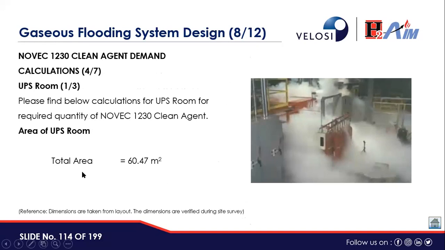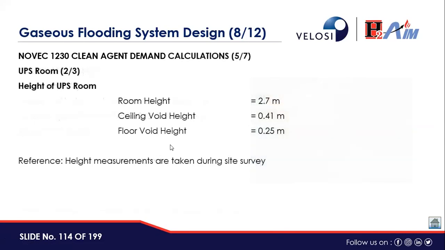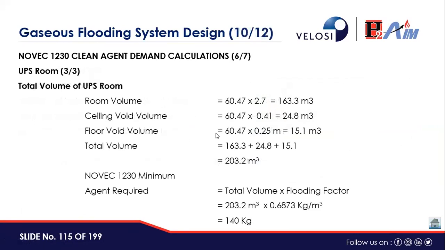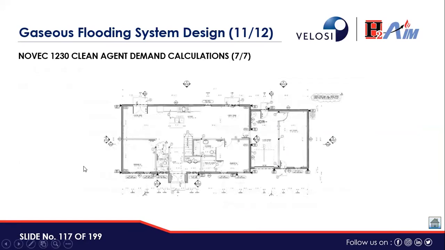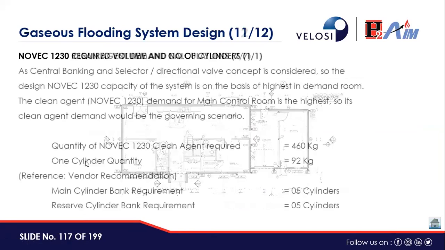Similarly, at the UPS room, total area was 60 square meter. This was the height, the ceiling void height, floor void height. Similarly, total volume was this, and multiplying by the flooding factor as per the NFPA, the minimum requirement of the NOVEC 1230 was 140 kg at the UPS room. This is a generic sample layout.